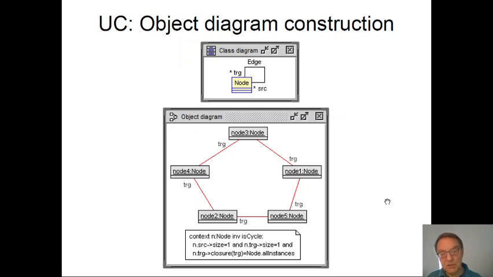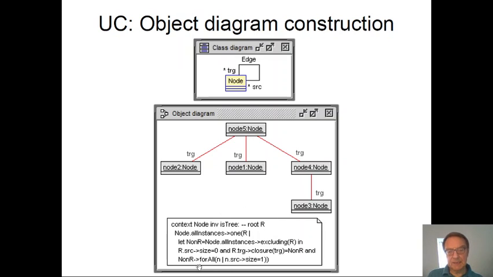A configuration always takes care that the number of considered object diagrams is finite. You always have to present an upper bound for the number of objects in a particular class, which comes from the class diagram.